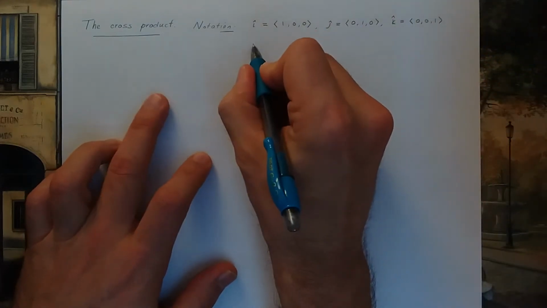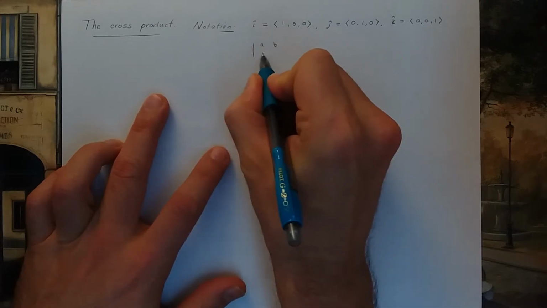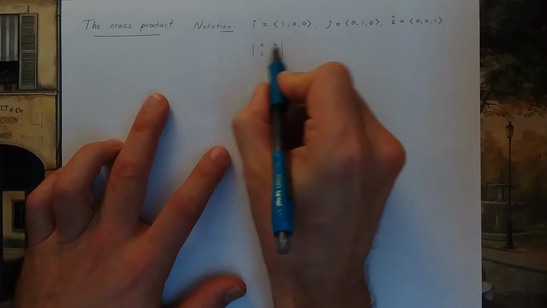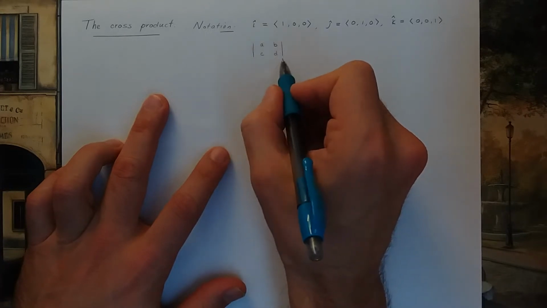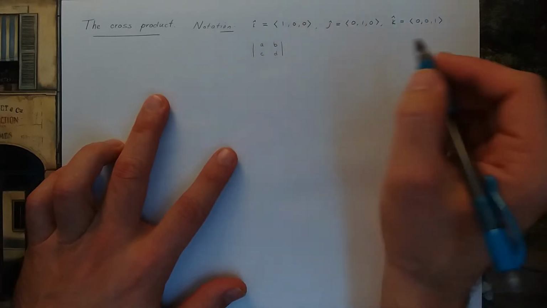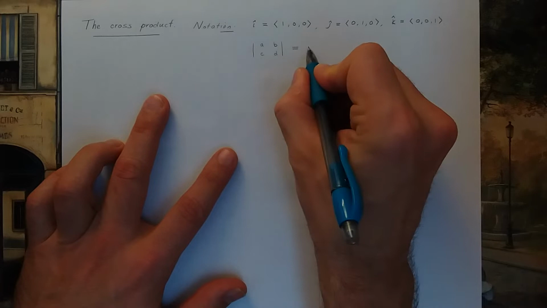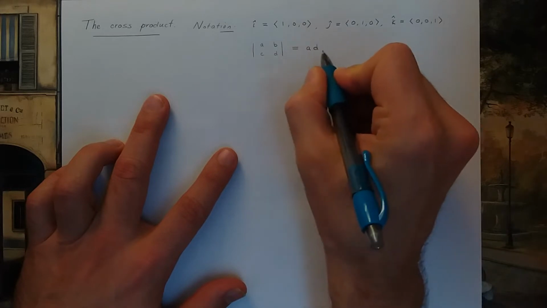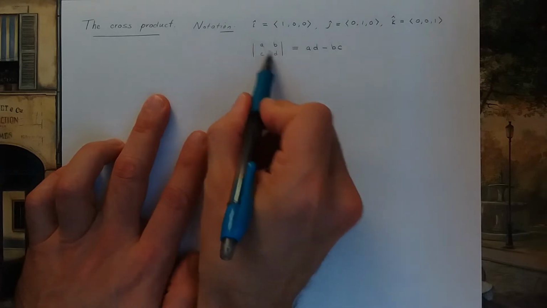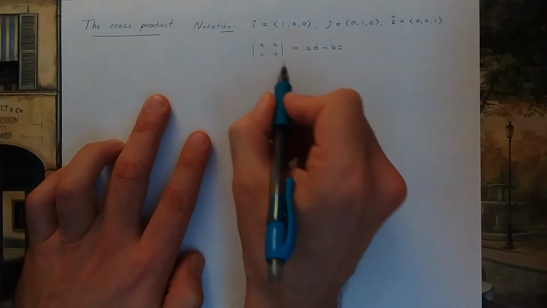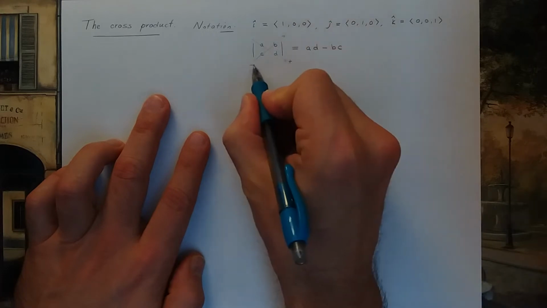One other piece of notation. If I write 4 numbers down and surround them with these straight bars, that means to take a 2 by 2 determinant. But really all this means is to do the calculation AD minus BC. So you multiply A times D, and then you subtract C times B.